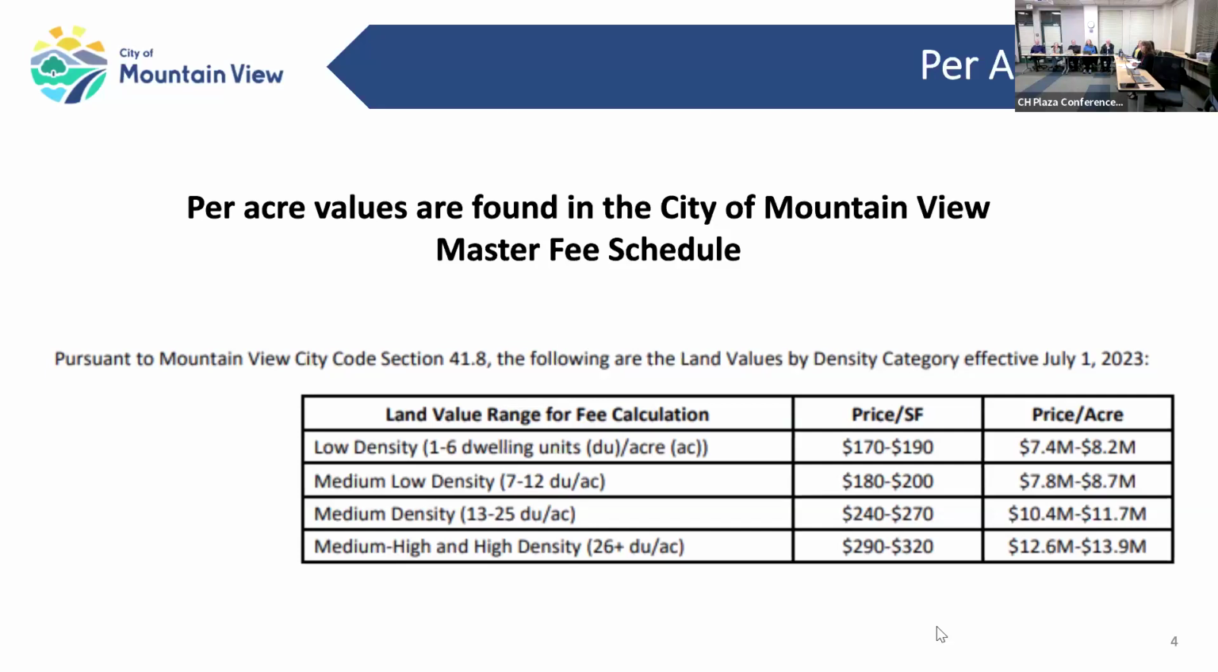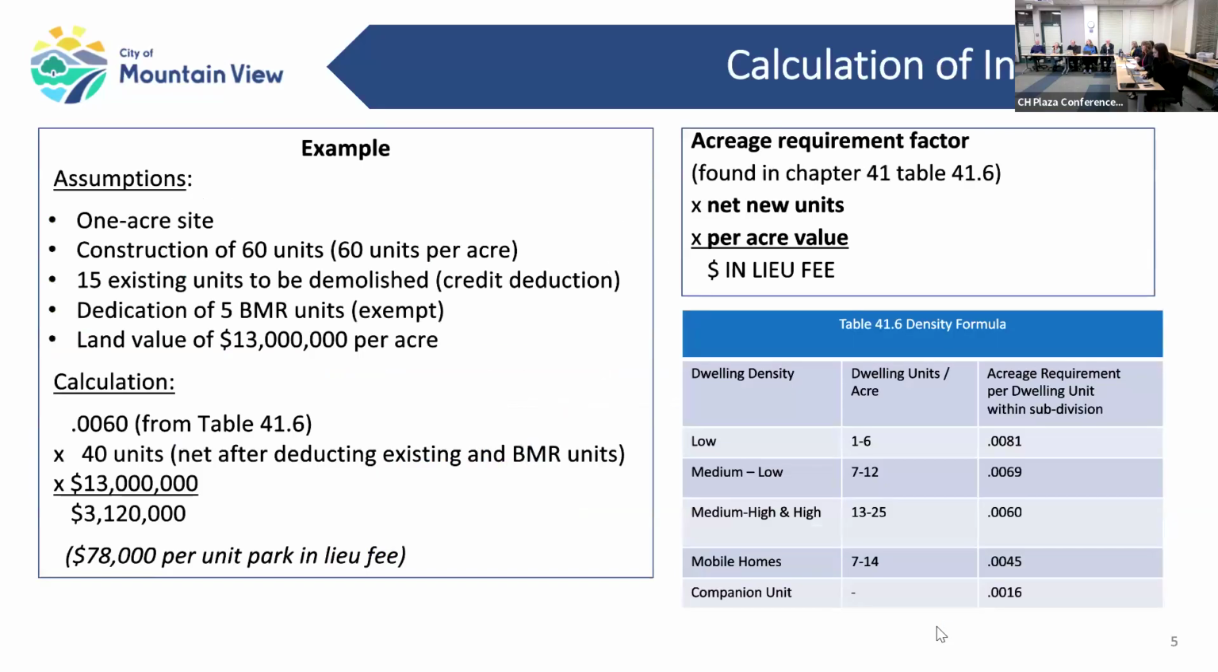Unit development, they're going to say, okay, I know that per acre price in the calculation, which we'll go over, is going to be 7.4 to 8.2 million. So it provides transparency and certainty for developers. We'll move on. So just keep this in mind. These are the numbers that are published in the master fee schedule. And now, as I promised, we'll get into the calculation of the in lieu fee.